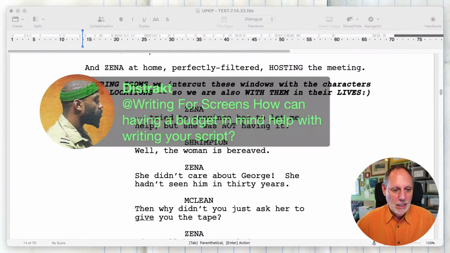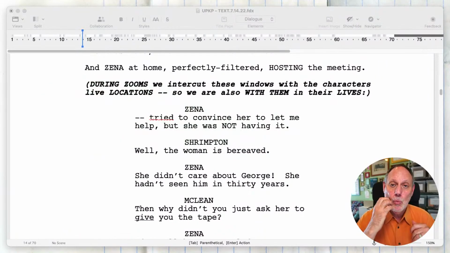That's lovely. How can having a budget in mind help you with writing your script? Well, it depends, especially if you are writing a low budget. If you are writing something that is going to be done independently, then understanding how budgets work and what costs and what doesn't cost will help you to write something that is practical for someone to produce without much money.